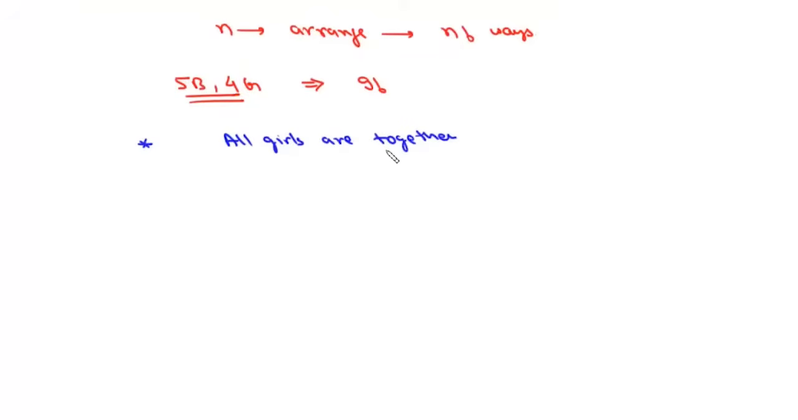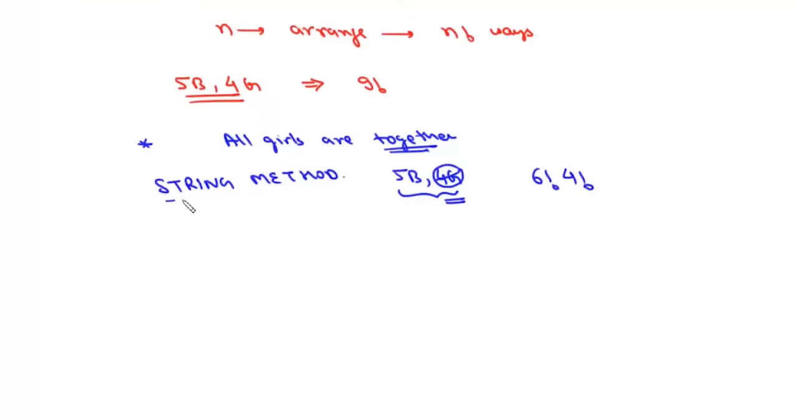Now once we have a question where we need things together, we'll use something called the string method. In the string method, all the things that we want together, we'll tie them up with a string. So we have 5 boys and then we'll tie all these 4 girls. So now we have 6 objects, and these 6 objects can be arranged in factorial 6 ways. Now these 4 girls cannot be separated, but they can be arranged among themselves in factorial 4 ways. So this method is called the string method.